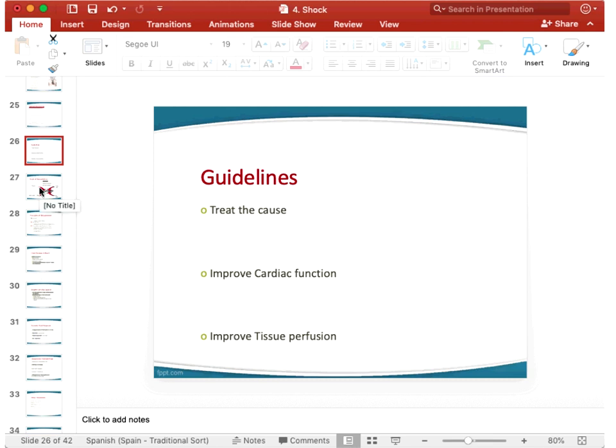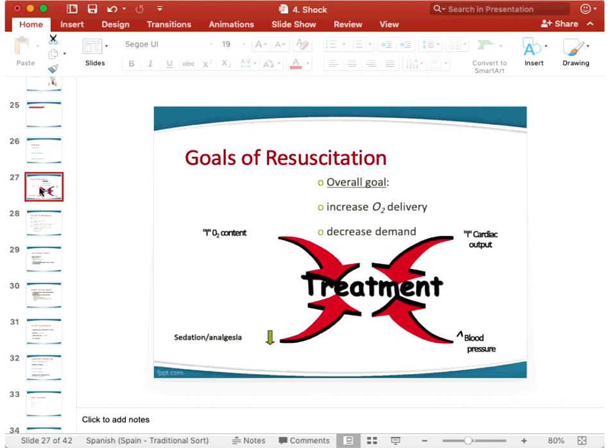So it's not that difficult. The overall goal is to increase the oxygen to the tissues. That's it. Whatever you need to do it, but you need to assess your patient first.